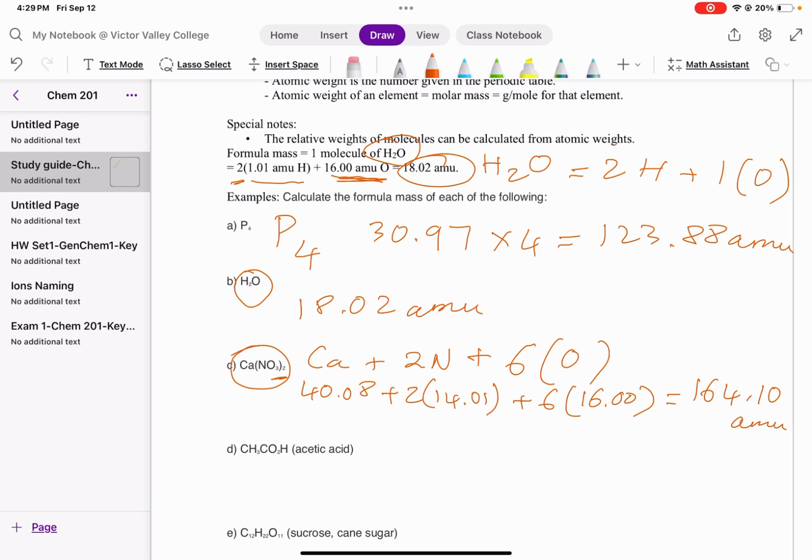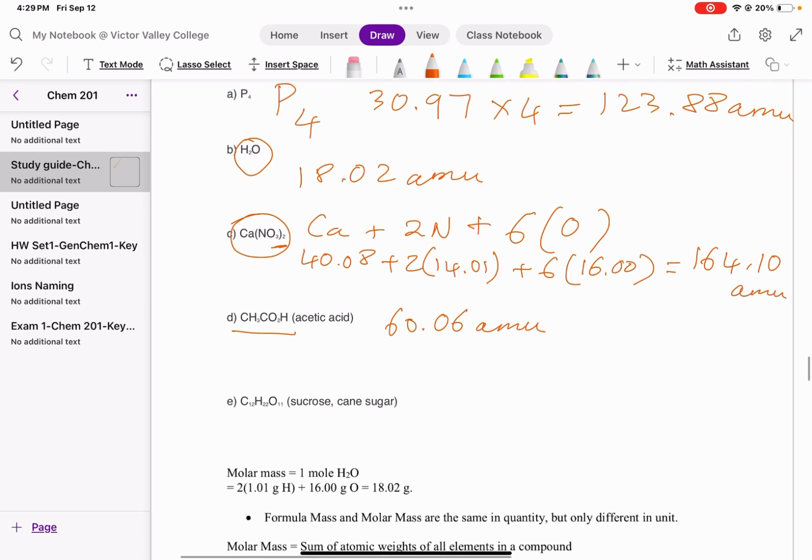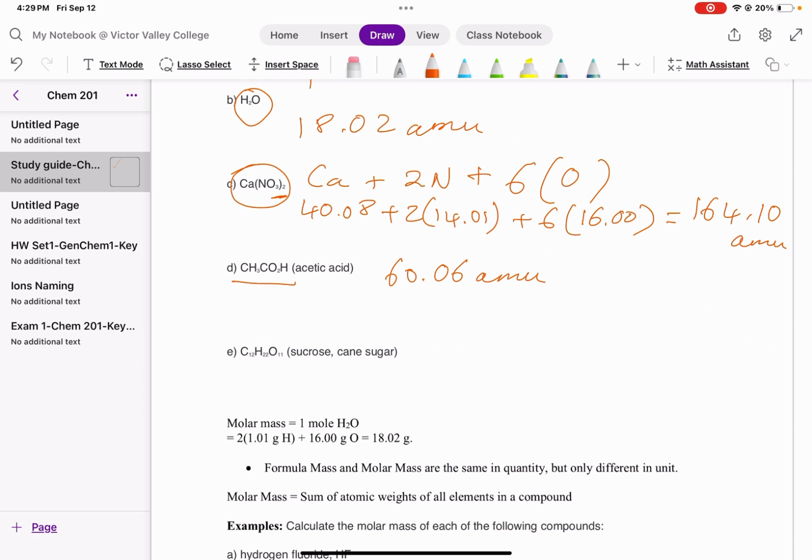Similarly, if you do acetic acid, just add everything up. All the atomic masses, all the atomic weights add up. Don't forget the subscript, how many of them. This you should get 60.06. This one, 12 carbon, 22 hydrogen, 11 oxygens, 342.34. Okay, you add them up correctly.